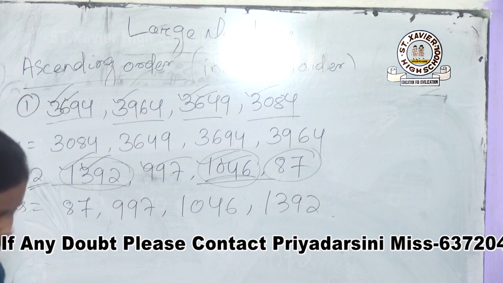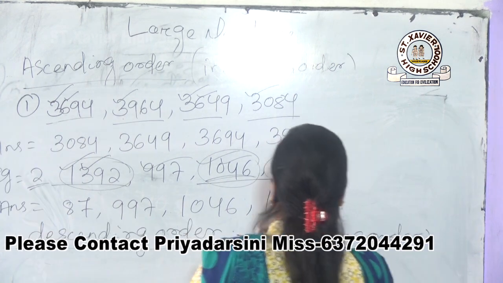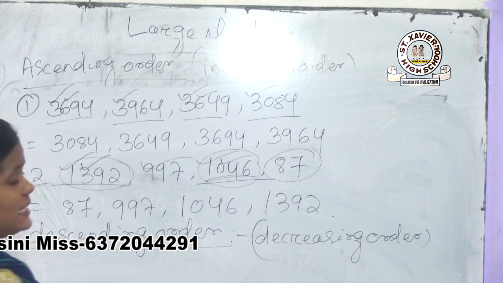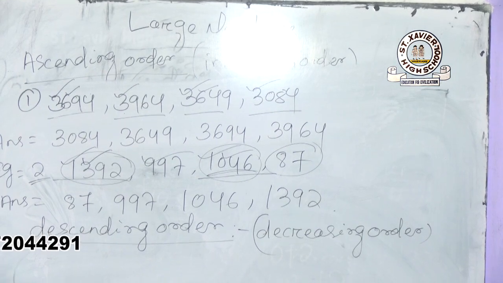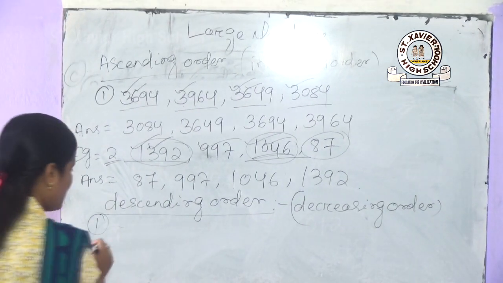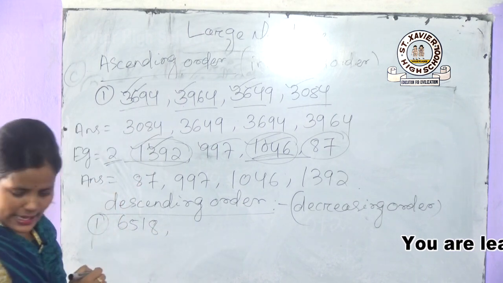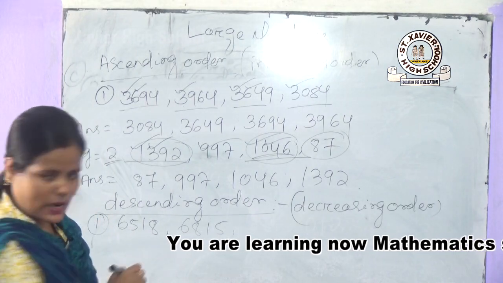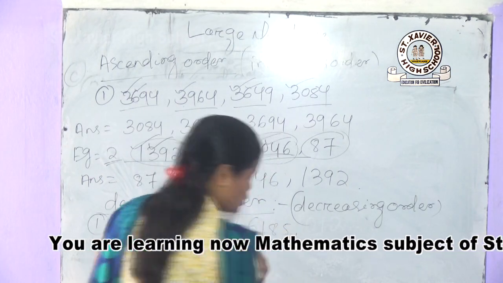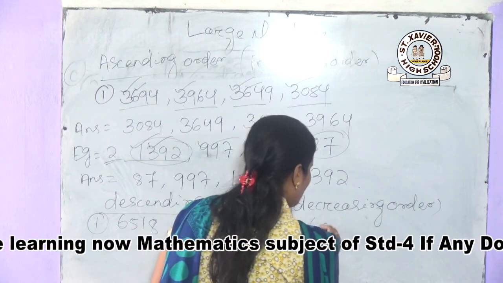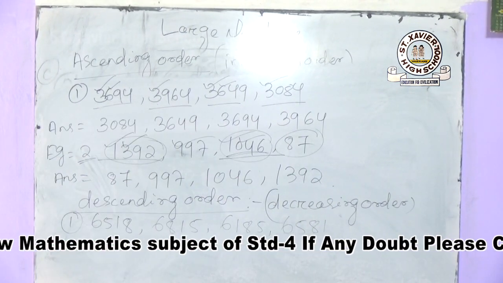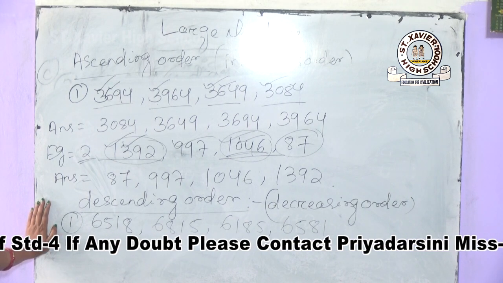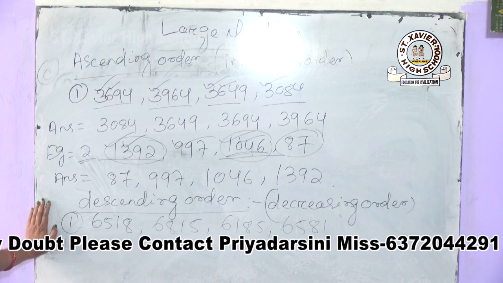Next, descending order, or decreasing order. Descending order is just the opposite of ascending order. The numbers are 6518, then 6815, then the third one is 6185, then the last one is 6581. We will arrange these numbers in descending order. Descending means decreasing order, from largest to smallest.